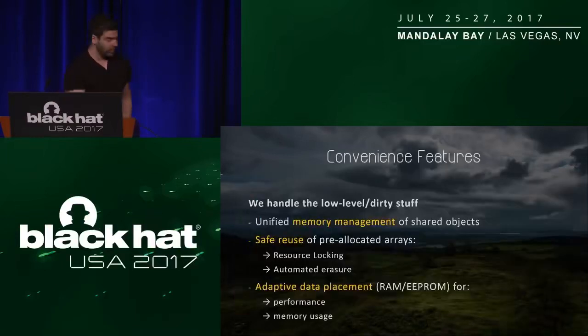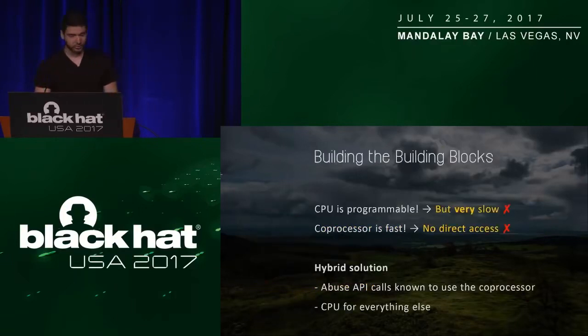In order to implement all those things, we had to handle all the low-level dirty stuff and abstract it away so that the actual user doesn't see all the ugliness going on from the JavaCard side. So we developed a unified memory management. We had to use safe reuse of pre-allocated arrays and also develop an adaptive data placement strategy, which can be adjusted either for performance or memory usage. So depending on if you want speed, you'll use more RAM, of which you have a limited amount. Or if you don't want to use lots of RAM, then you can use the EEPROM, and it's going to be a little bit slower. However, what's interesting is how you actually build such a library.